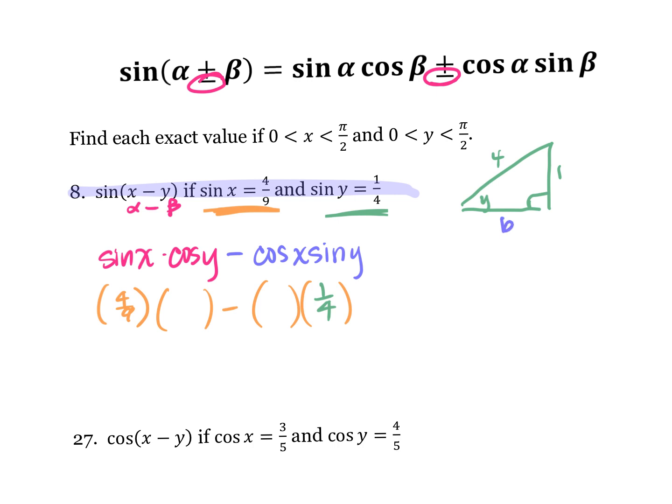So we could do the Pythagorean theorem. We'd have b squared plus 1 squared is 4 squared. Do you agree with that? So b squared is 16 minus 1, 15. What's b? Root 15, right? We'll leave it as root 15 because it'd be 3 times 5 and it won't simplify. Okay, cosine of y, adjacent over hypotenuse, root 15 over 4. You guys down with that?